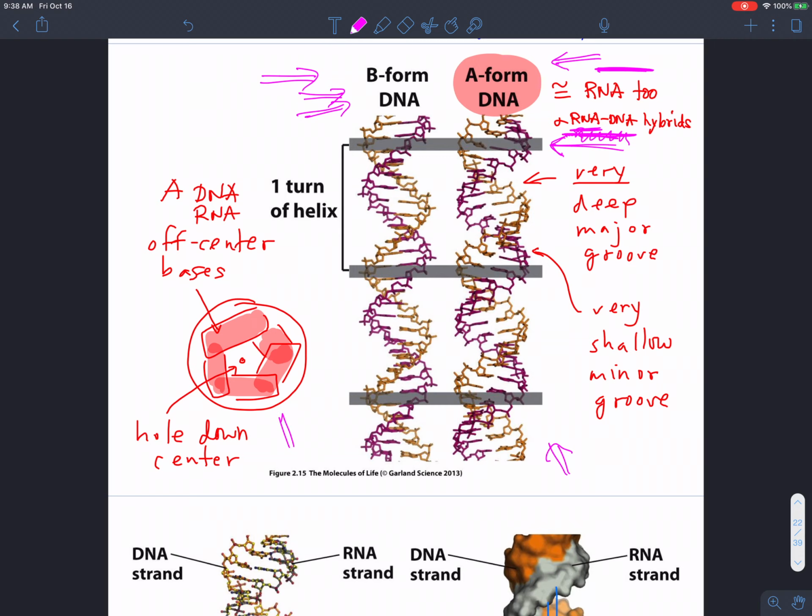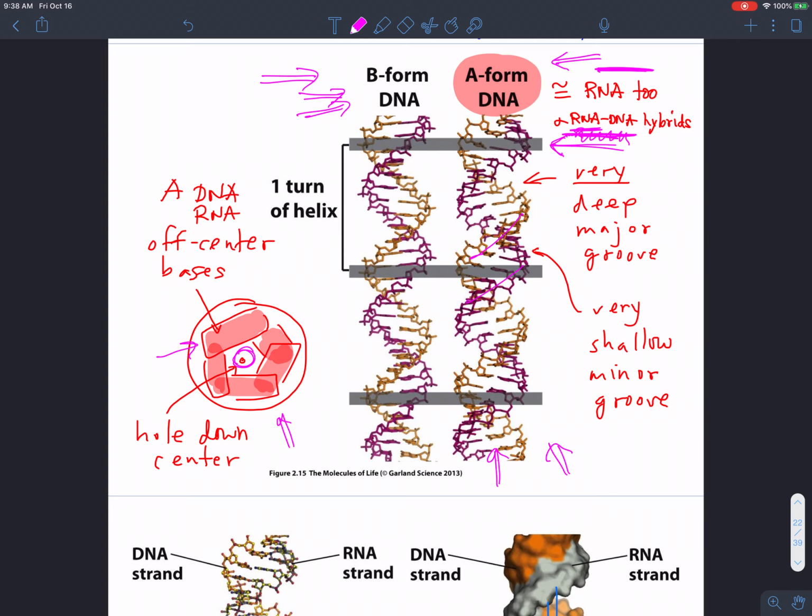If you look down the axis of the molecule, and look at where the base pairs are, they're no longer over the center, the helix axis of the molecule. They're offset from the helix axis. So there's a big hollow or hole going down the axis, and you can see that in this structure, right?